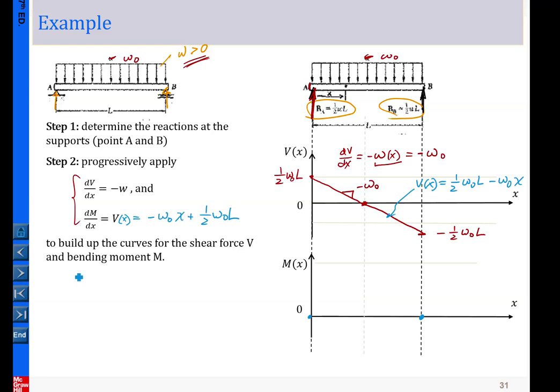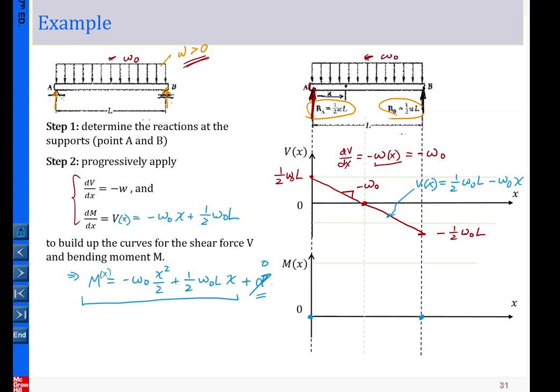So you're doing the integral here. Basically M should be equal to minus omega 0 x squared over 2 plus 1/2 omega 0 L x plus a certain integration constant. Let me call the integration constant alpha here. And alpha can be determined by the boundary conditions. For example, at x equal to 0, M equals 0. From there, we know alpha must be equal to 0. So this is the equation for M of x.